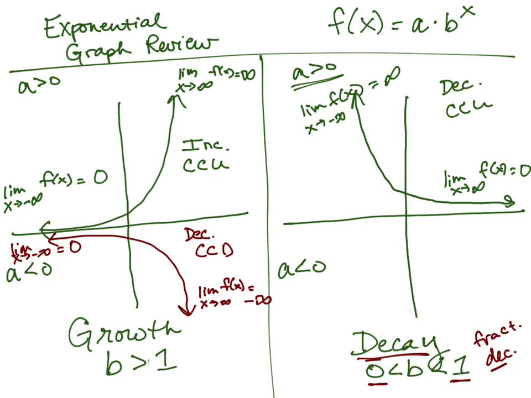Now, let's say that b stays between 0 and 1. We're still talking about exponential decay. But let's let that initial value be negative. So it flips it. It's just a reflection over the x-axis. You with me? So this still represents decay, but now it's negative decay.